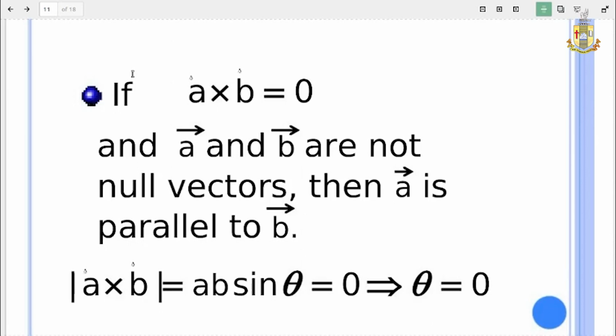So what is the magnitude? How do you write this magnitude? The modulus of A vector cross B vector equals AB sin theta. Here the angle is 0, so what is this? It is 0. A vector cross B vector is 0, because the angle theta is 0.